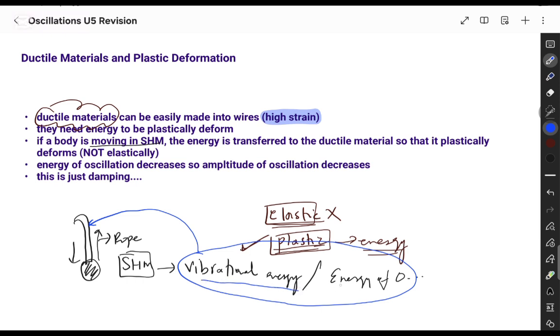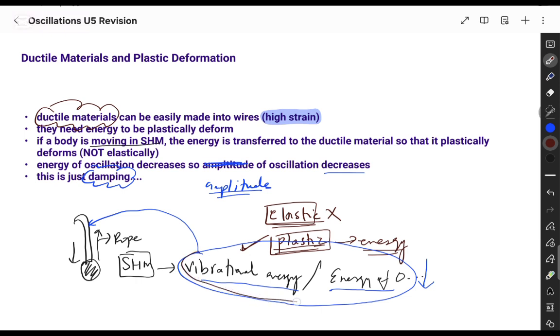So your vibrational energy or the energy of the oscillation will go down, it will decrease, and because of that, the amplitude of the oscillation is going to decrease. The spelling of amplitude is incorrect on the slide. Okay, so this is the same way damping works as well. So this is just damping. Damping is energy lost to the surroundings and it doesn't come back to the system. The same way here as well.